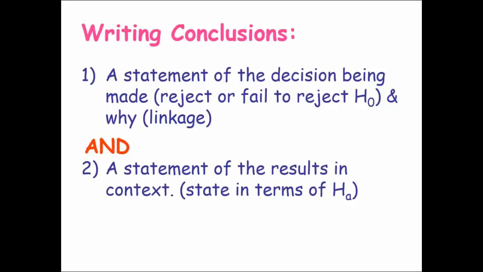What are they supposed to walk away with? And so in writing a conclusion, there's two parts of our conclusion that we need to consider. In other words, there's two sentences we're going to write. One, a statement about whether we rejected or failed to reject the null and why. And then two, a statement about what this means in terms of the alternative.